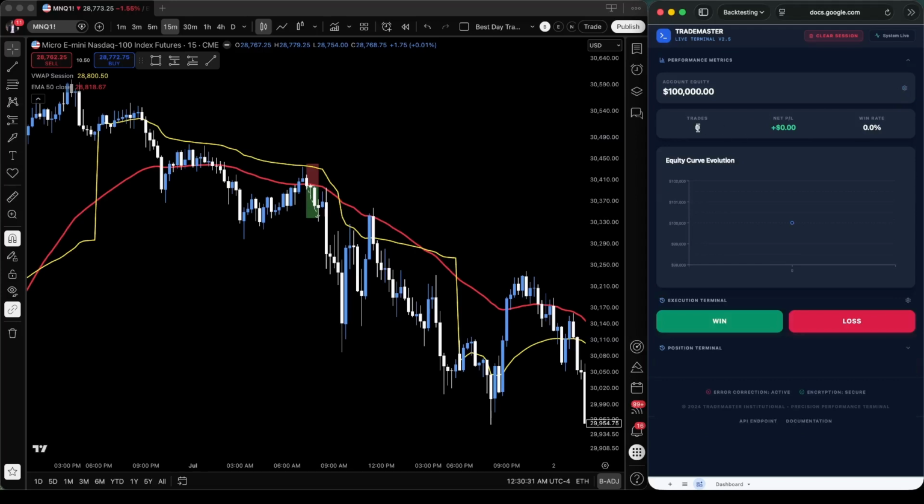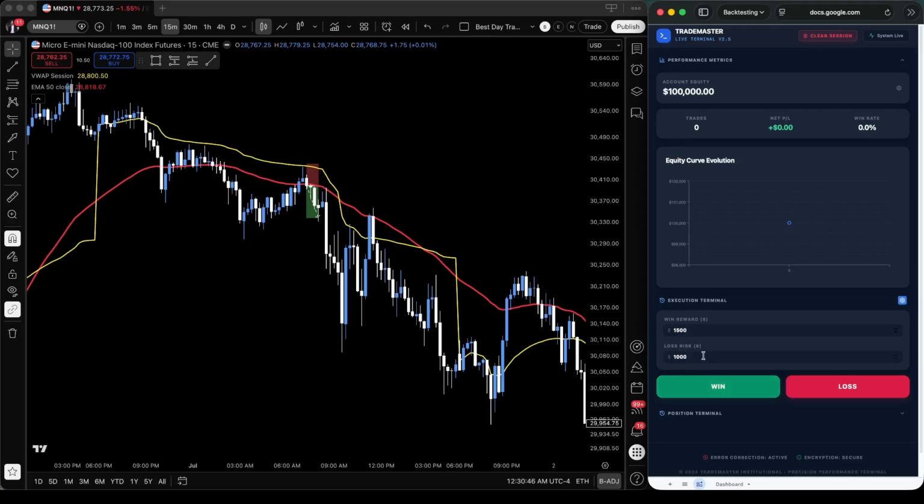This will show you the amount of trades that we were taking, so you can keep track of it on the video, the actual P&L and the win rate, and you'll see the actual equity curve here per trade every time we're taking a trade.